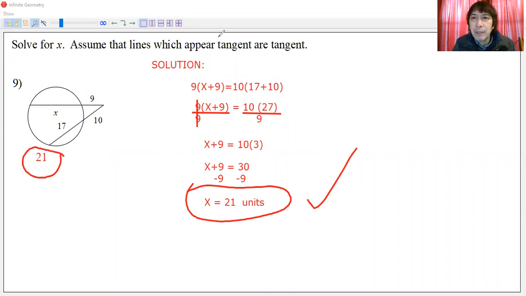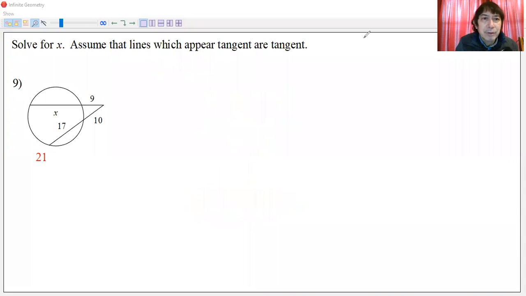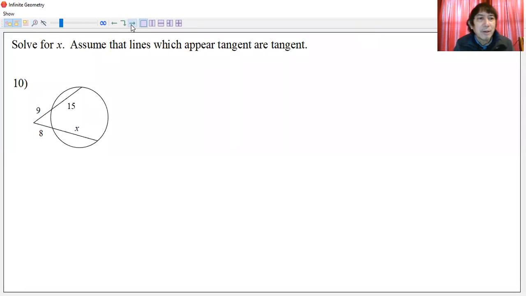Let's continue with the next, number 10. All right, here's number 10. Solve for x. Assume the lines which appear tangent are tangent. There are no tangents in this diagram. They are both secants. So we will still use the same principle.